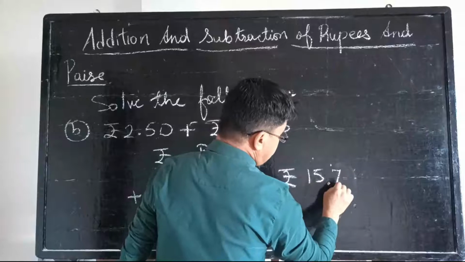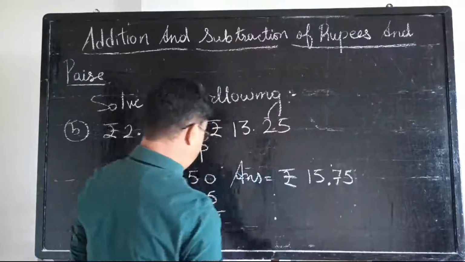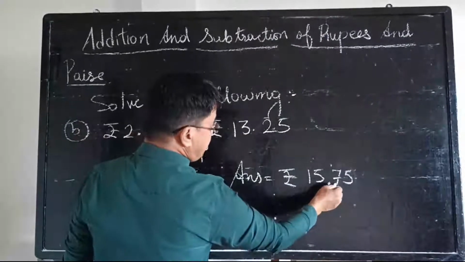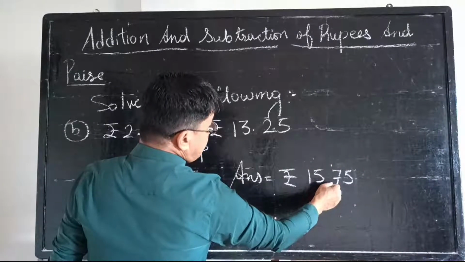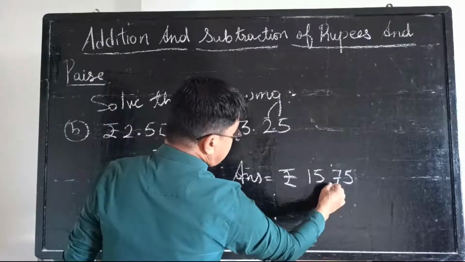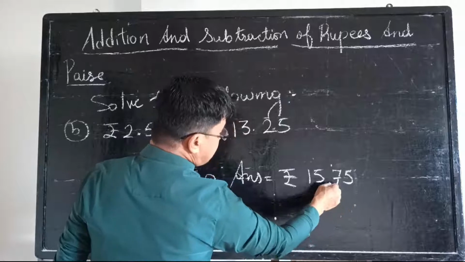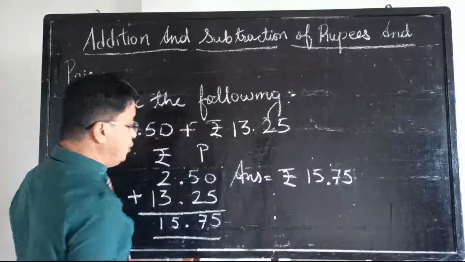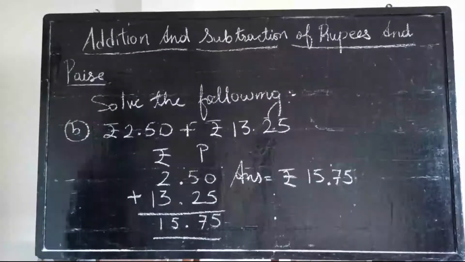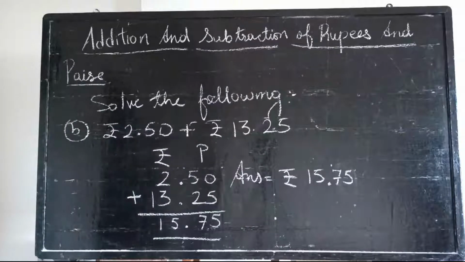15 rupees 75 paise. So this dot separates the rupees from the paise. After the dot, to the right side is the paise and to the left is the rupees. So 15 rupees 75 paise. Now we will look at the next example.